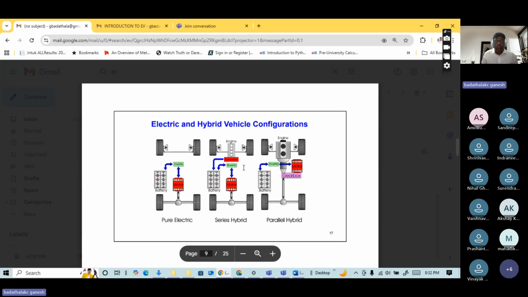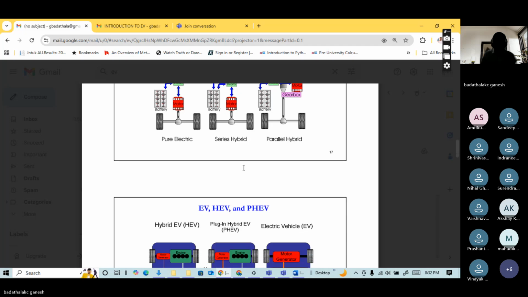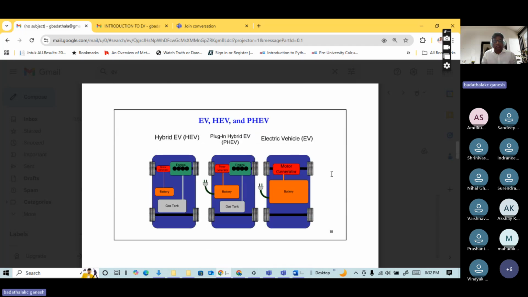There are also hybrid vehicles out there. Yes. So before going in depth into hybrid vehicles, we need to know what an electric vehicle is. It's called a basic electric vehicle, BEV. What is a hybrid electric vehicle? What is a plug-in hybrid electric vehicle?